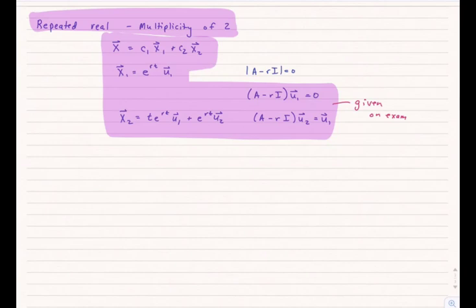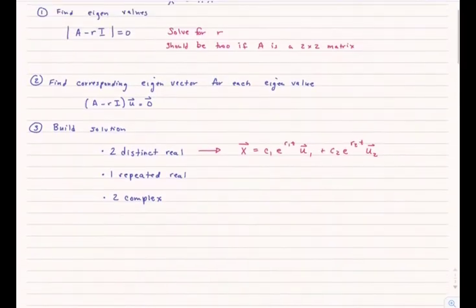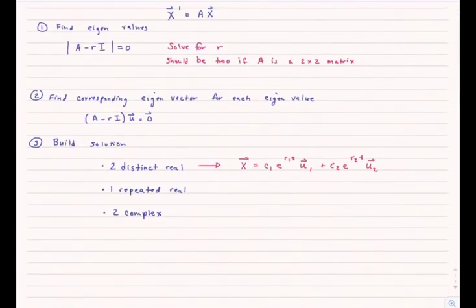Before I do, I want to go back to what we talked about here, our general steps, and I want to add one. If I give you initial conditions, then those initial conditions can be used to find C1 and C2. That will be true whether we have two distinct real, one repeated real, or two complex solutions. So let's do an example of this from start to finish.